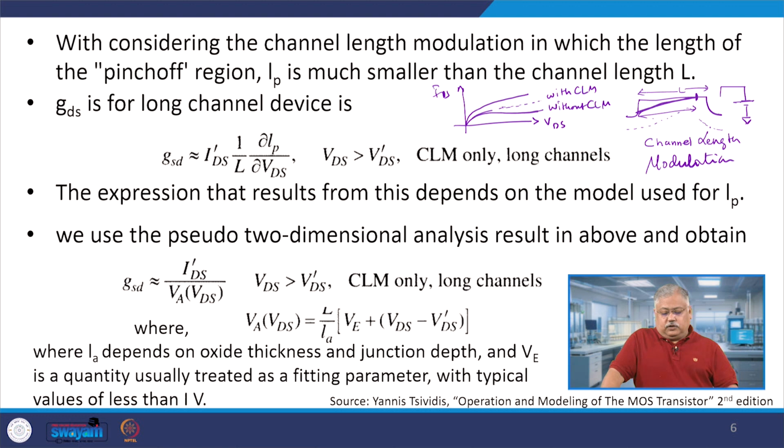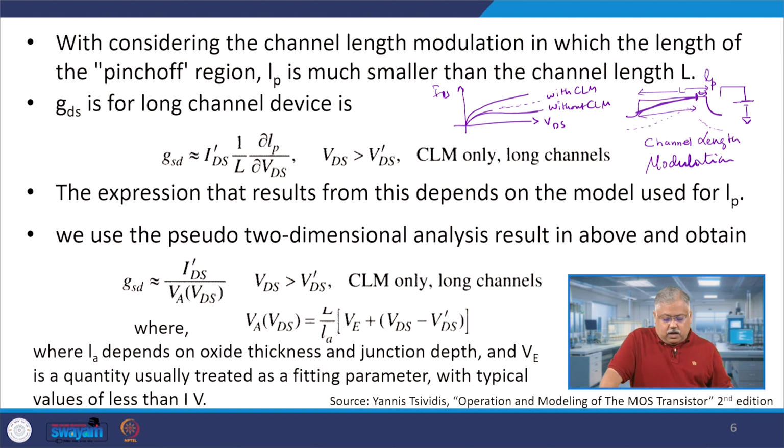So if you take CLM into consideration, you will get GSD to be approximately equal to IDS prime into 1 by L del LP by del VDS, where LP is this distance, this is LP. So you can see that it is inversely proportional to L, right, and as the L value goes on becoming larger and larger, your GSD falls down. GSD falls down basically means resistance increases, and that is true also.